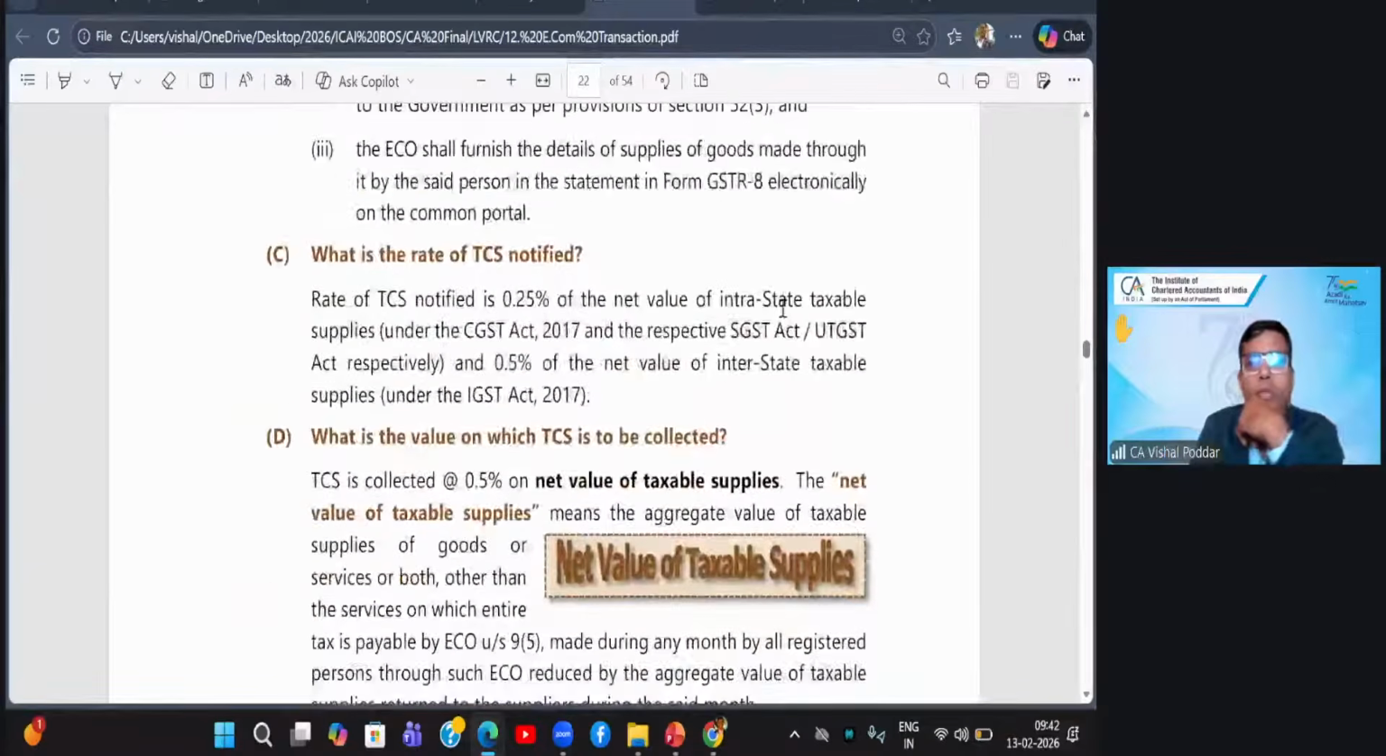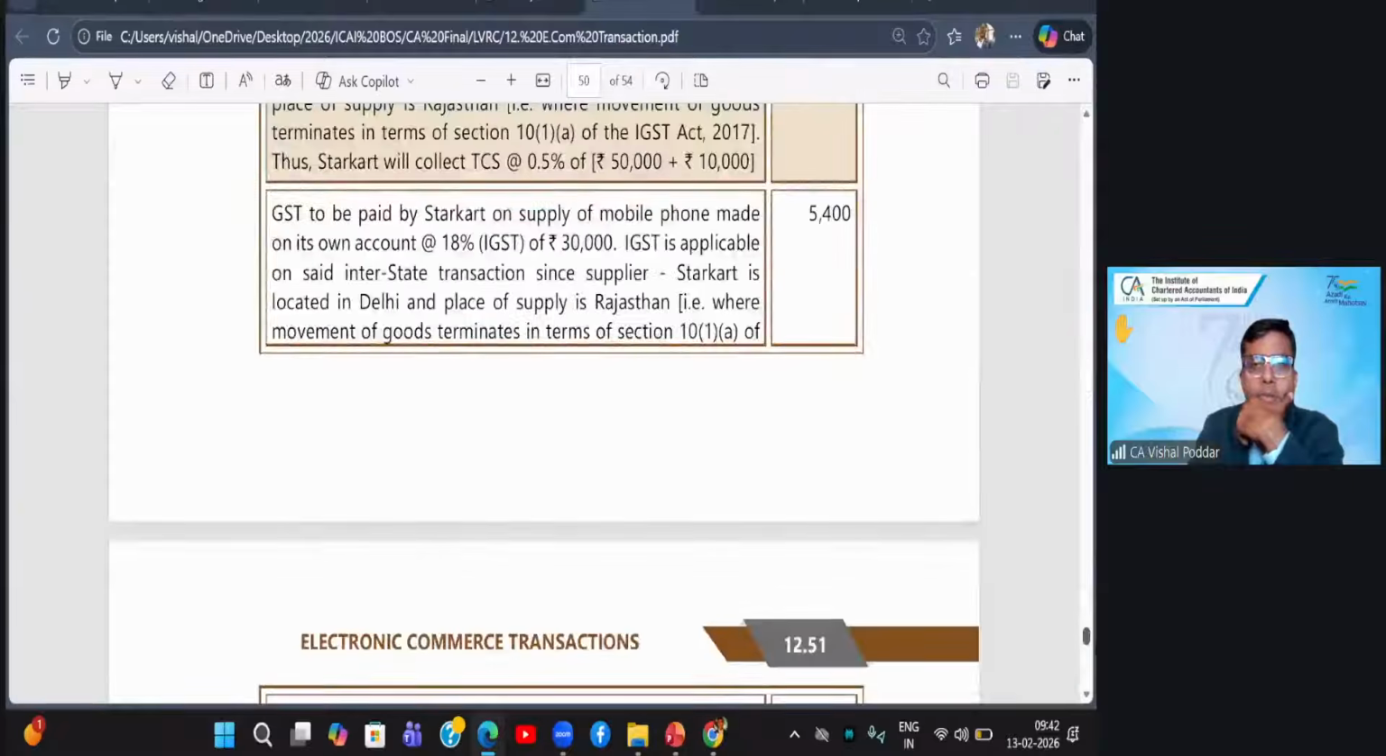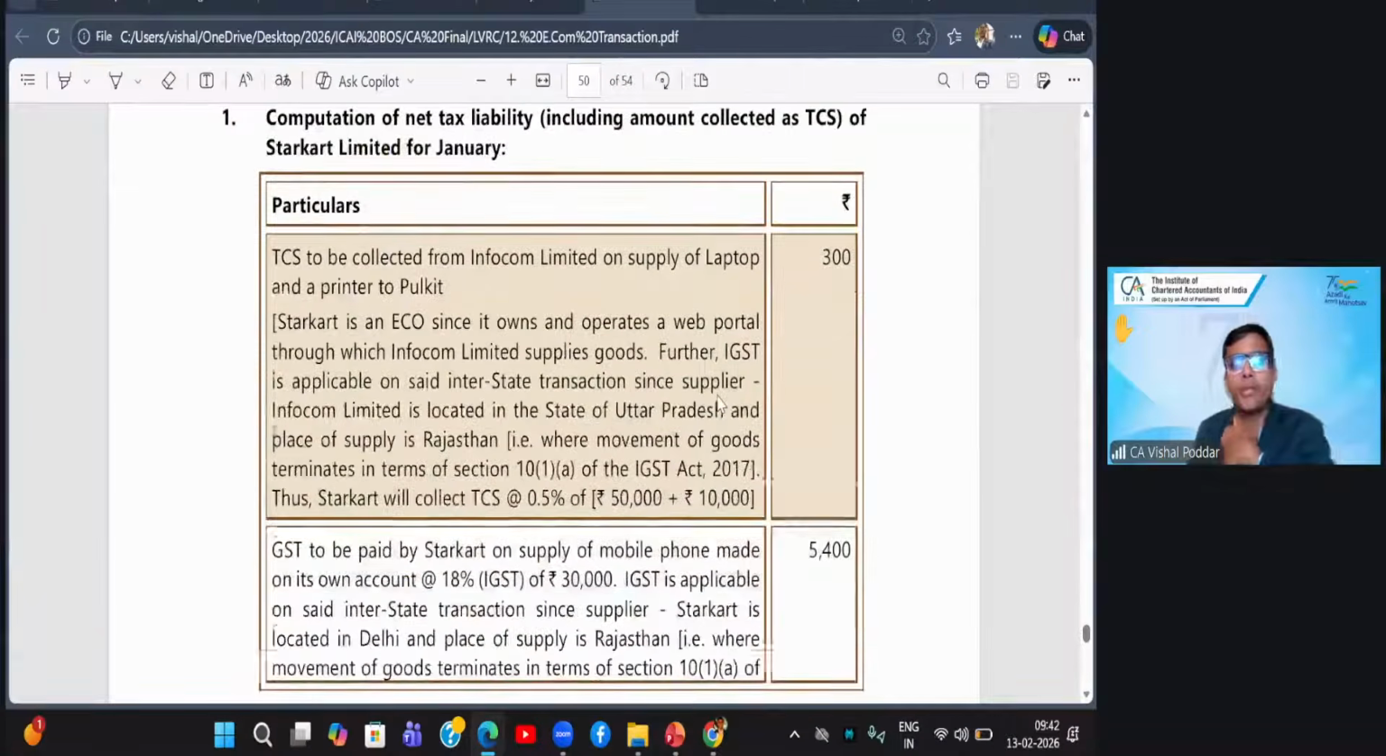Is this clear to all? Students: Yes, 0.5 is the total rate. Yes, go ahead.